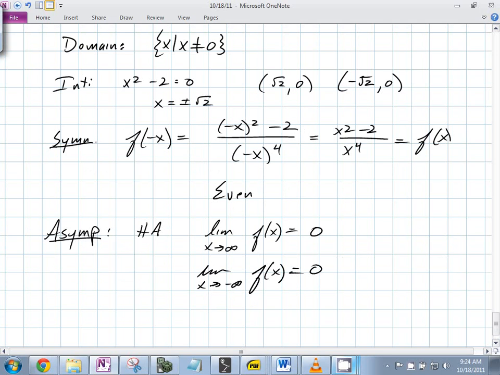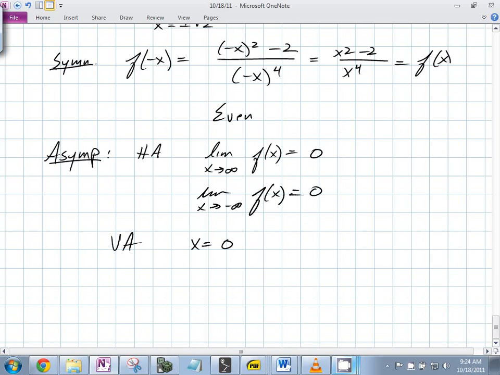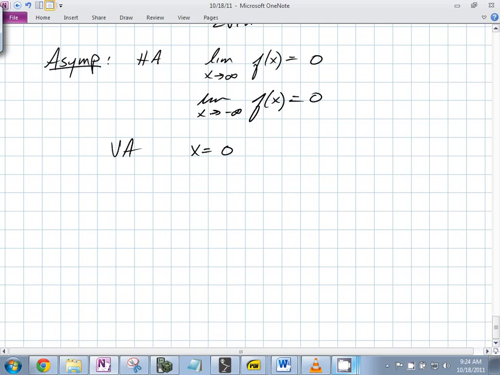What about vertical asymptote? x equals 0. That's correct. At x equals 0. Because is it a removable discontinuity at x equals 0? No, because it doesn't cancel. It doesn't cancel. What's after asymptotes? Increasing, decreasing.